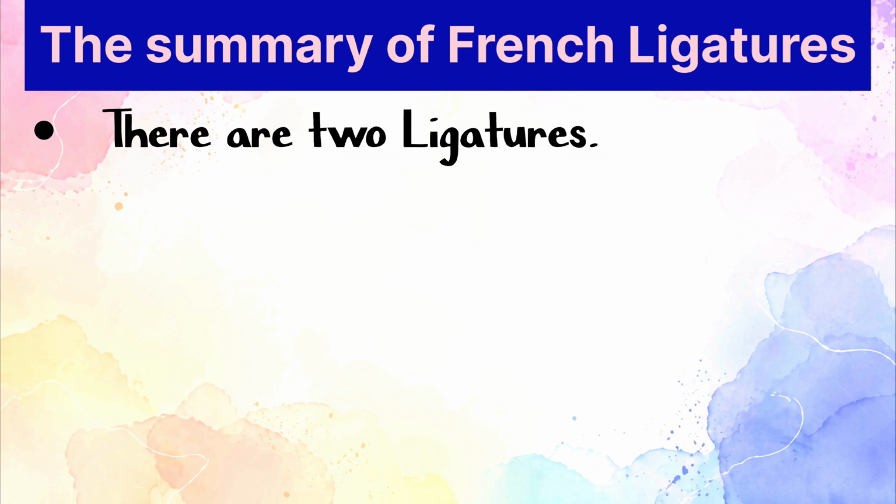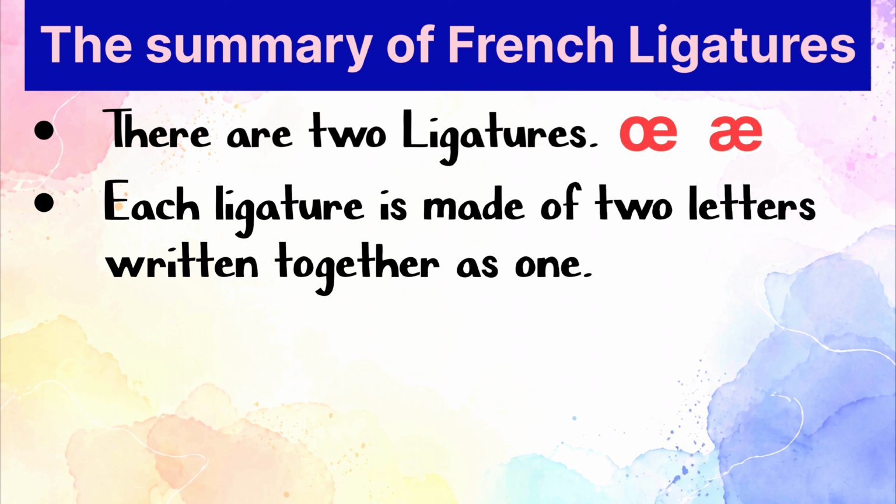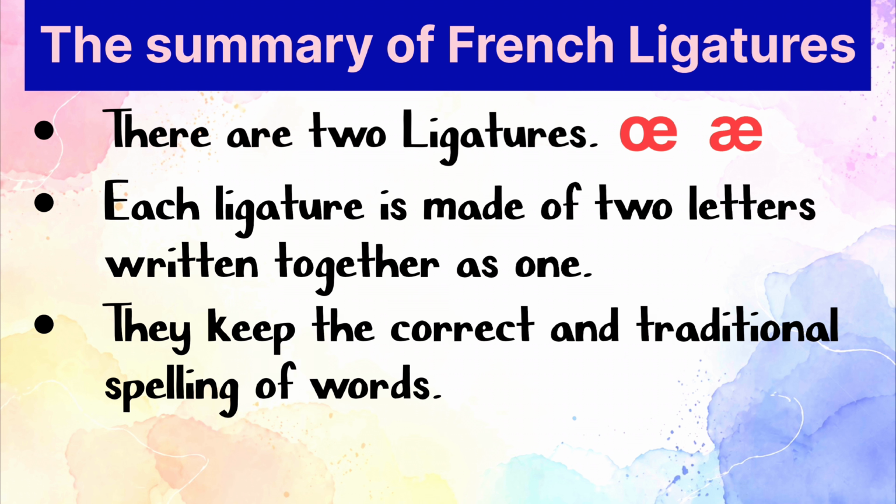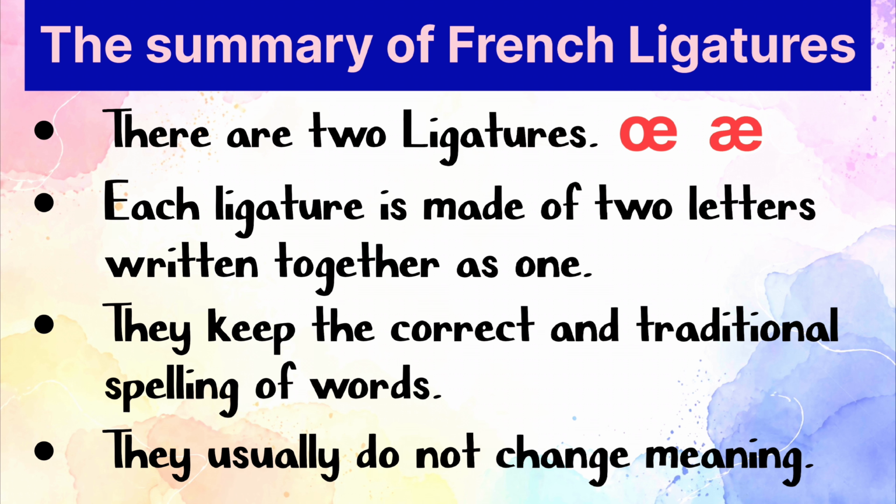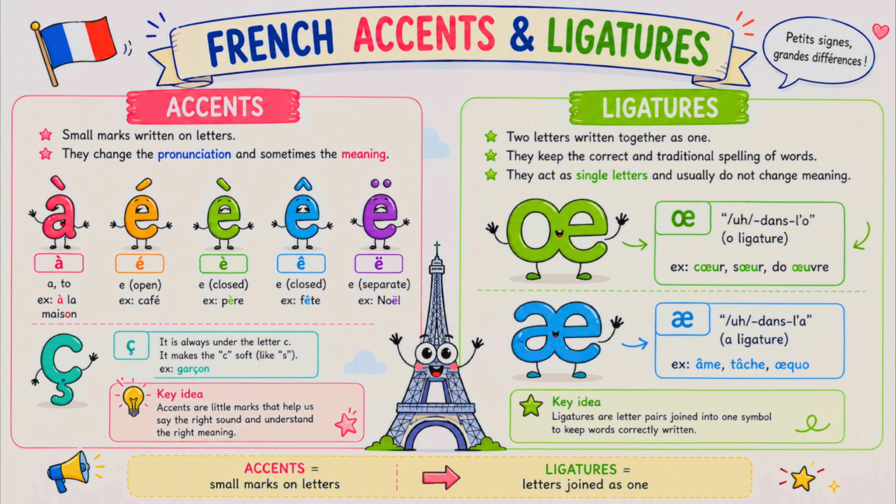Okay, now that you learned about the French ligatures, we will see what you can remember about them. There are two ligatures in French. They are called E dans l'O and E dans l'A. Each ligature is made of two letters, written together as one. Ligatures are used to keep the correct and traditional spelling of words. They usually do not change the meaning of words.